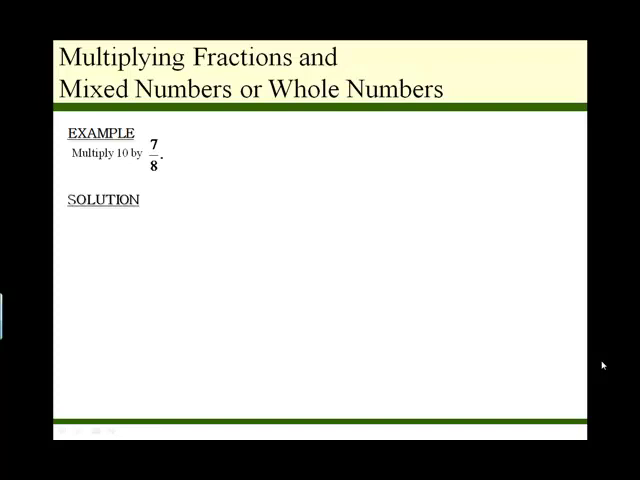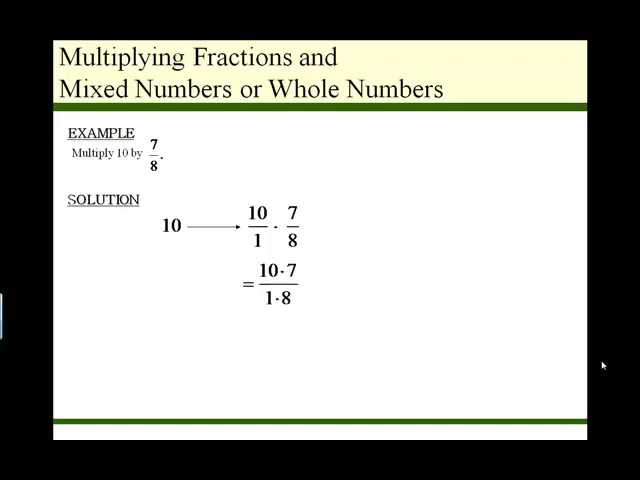Let's take another example where we multiply 10 by 7/8, and now notice that 10 is a whole number, and so our first step is to make that whole number into a fraction. So when we're multiplying or dividing, we want to make all our numbers into fractions, improper fractions. And so now that we have 10 as an improper fraction, 10 over 1, we can multiply that by 7/8.